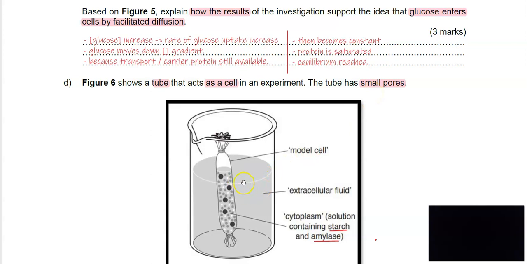Outside you have the fluid that functions as extracellular fluid. Inside you have the cytoplasm, which contains starch and also amylase. Starch is a complex carbohydrate consisting of glucose, and you mix the starch with amylase. The function of amylase is that it is an enzyme that hydrolyzes starch into smaller molecules, either disaccharides or glucose.